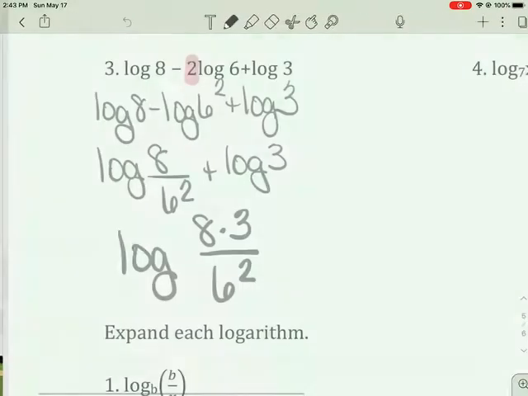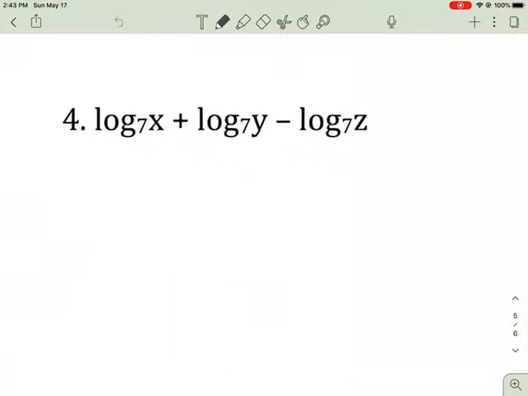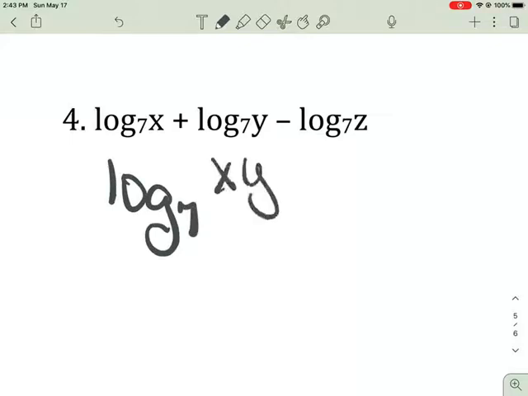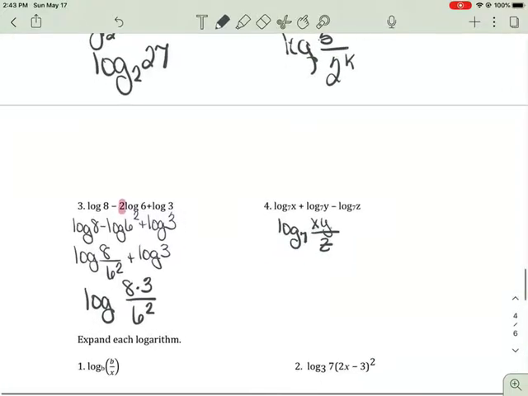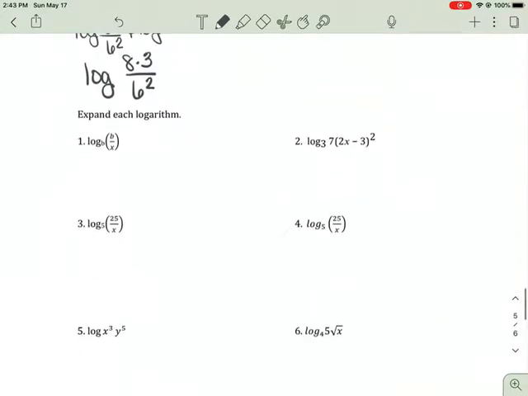Okay, I'm having a little bit of trouble with my Notability today. All right, addition and multiplication. So I'm going to add. And then subtraction means division. Okay? All right, so let's try these ones where we're going to take a single logarithm and expand it.